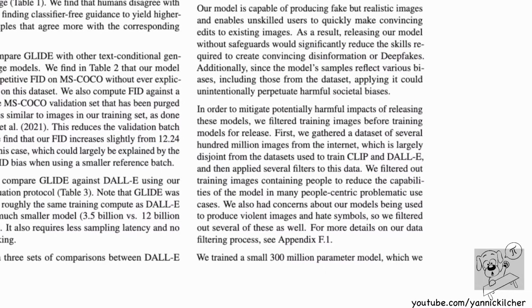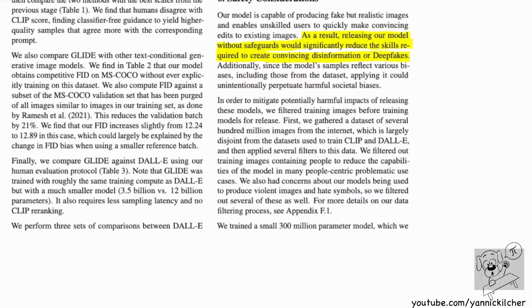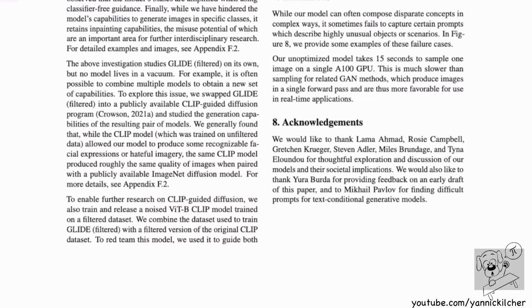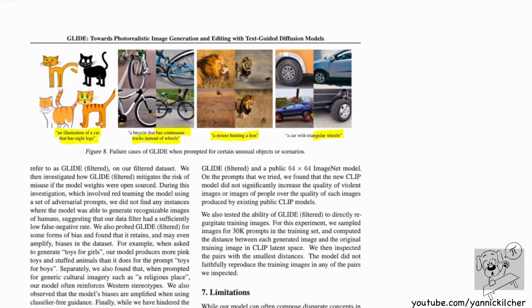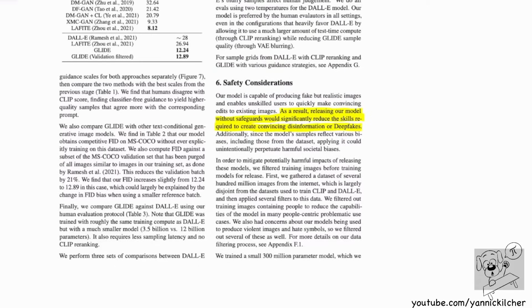They say, as a result, releasing our model without safeguards would significantly reduce skills required to create convincing disinformation or deepfakes. And they say they only release the small model. They say this somewhere. Well, in any case, they only release a small model, but I just want everyone to remember GPT-2.